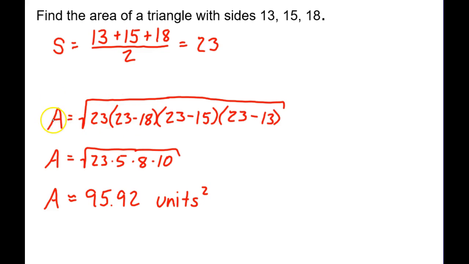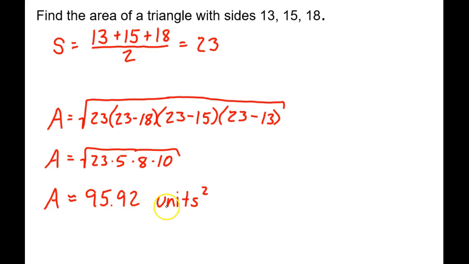Using that formula, we get the area equal to the square root of 23 times the quantity of 23 minus 18 times 23 minus 15 times 23 minus 13. You can plug all this into your calculator, or you can simplify this before doing that. So you could take the square root of 23 times 5 times 8 times 10. If you plug that in, you get the area to be approximately 95.92 units squared.